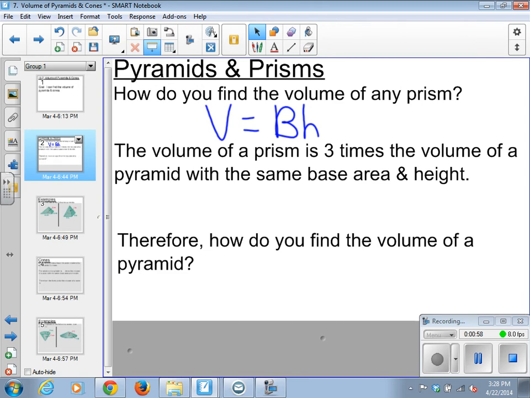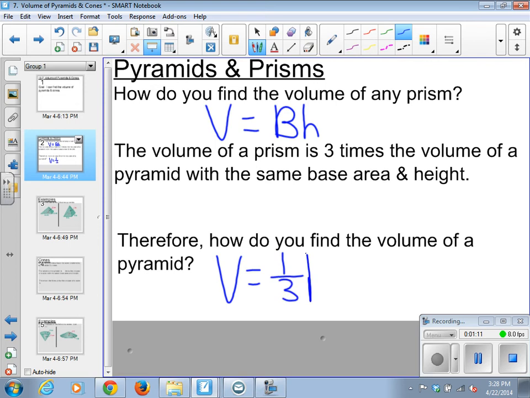Well, if the volume of a prism is 3 times the volume of a pyramid, we do the inverse as well. The volume of any pyramid is 1/3 the area of the base times the height of the pyramid. And again, capital B is found in different ways based on the base shape.